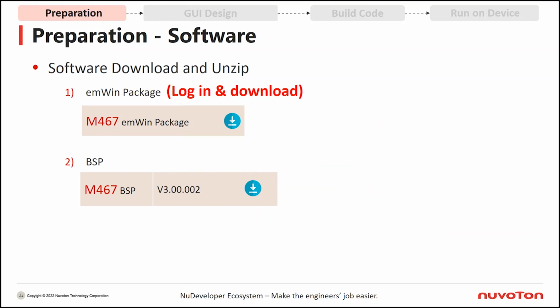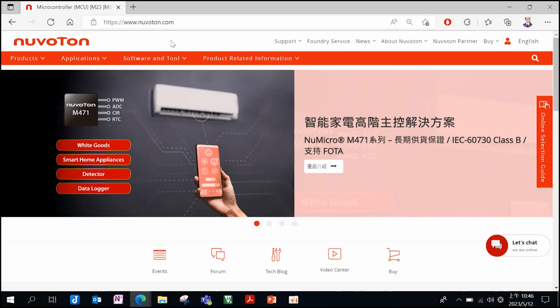Next, let's see how to obtain the necessary software resources. Here we will need 2 software items. The first one is the emWin package provided by Nuvoton for the M467 series. And the second one is the BSP package for the M467 series. We will guide you step by step on how to download the software resources.